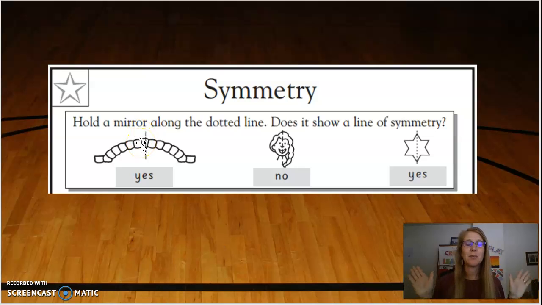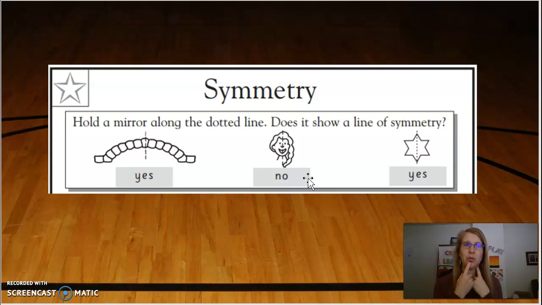Why? Because if we fold that necklace up in half, both of those sides are going to be exactly the same. What about the girl here in the middle? The line going down her face is not a line of symmetry. She's got an eye on both sides. She's got half a nose on each side, half of her mouth.